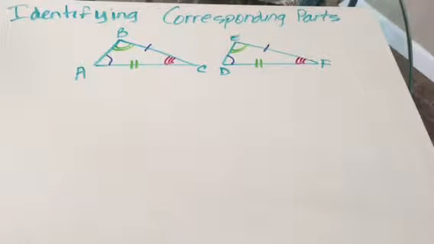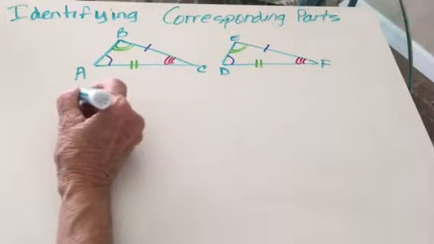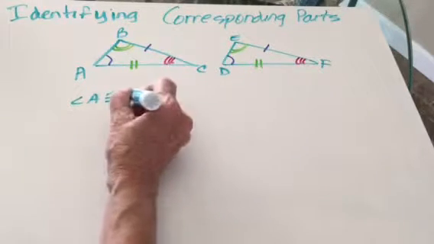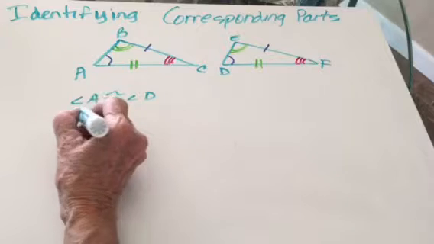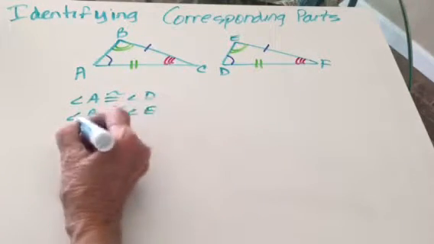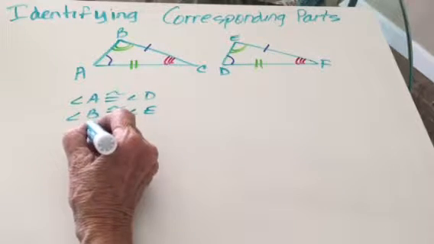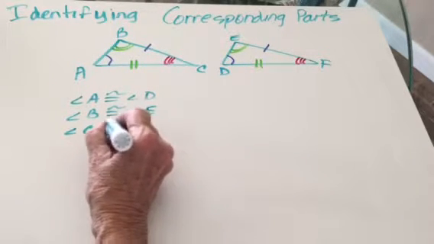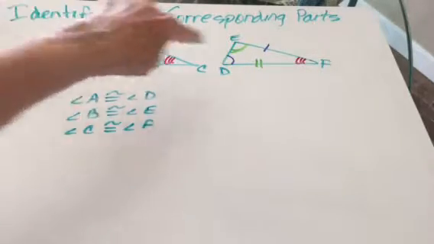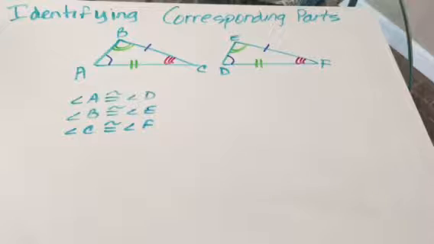So right now, I know that angle A is congruent to angle D. I know that angle B is congruent to angle E, and I know that angle C is congruent to angle F. The reason I know that is because of the tick marks on the triangle. All right, now here's the next thing I know.